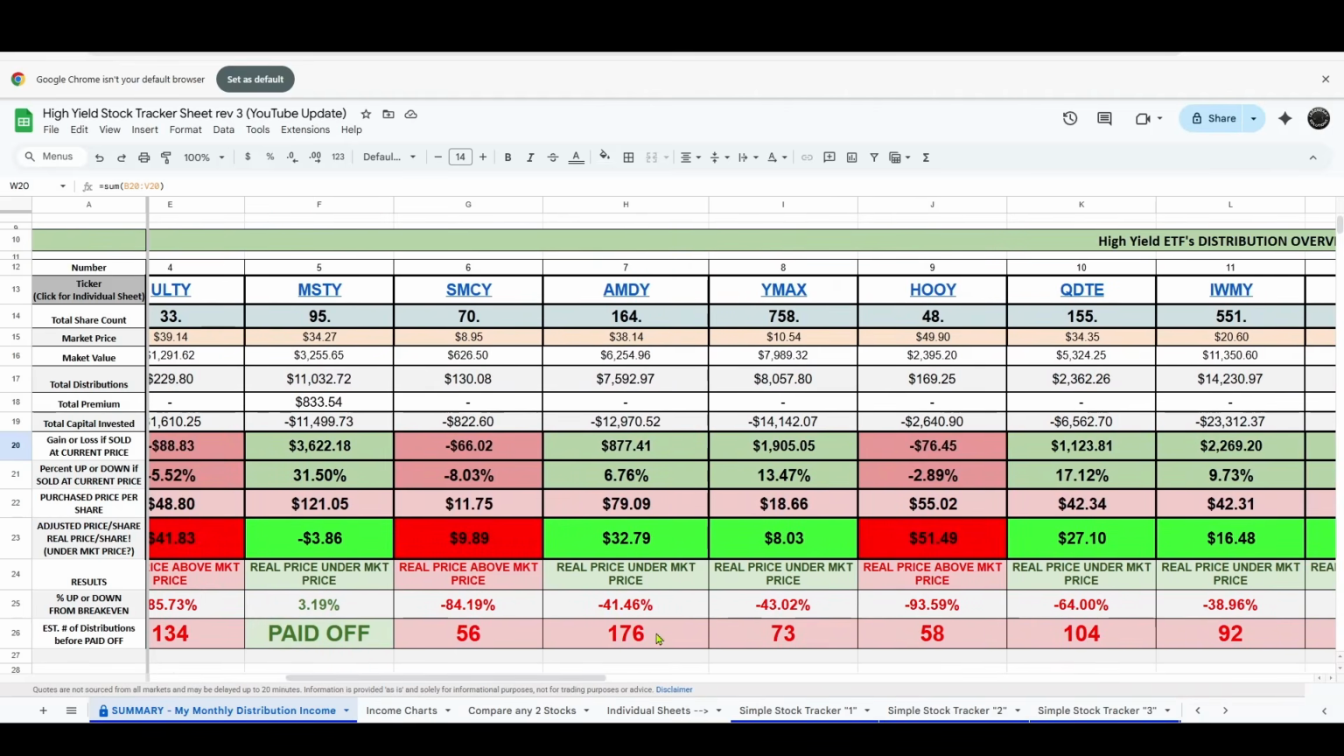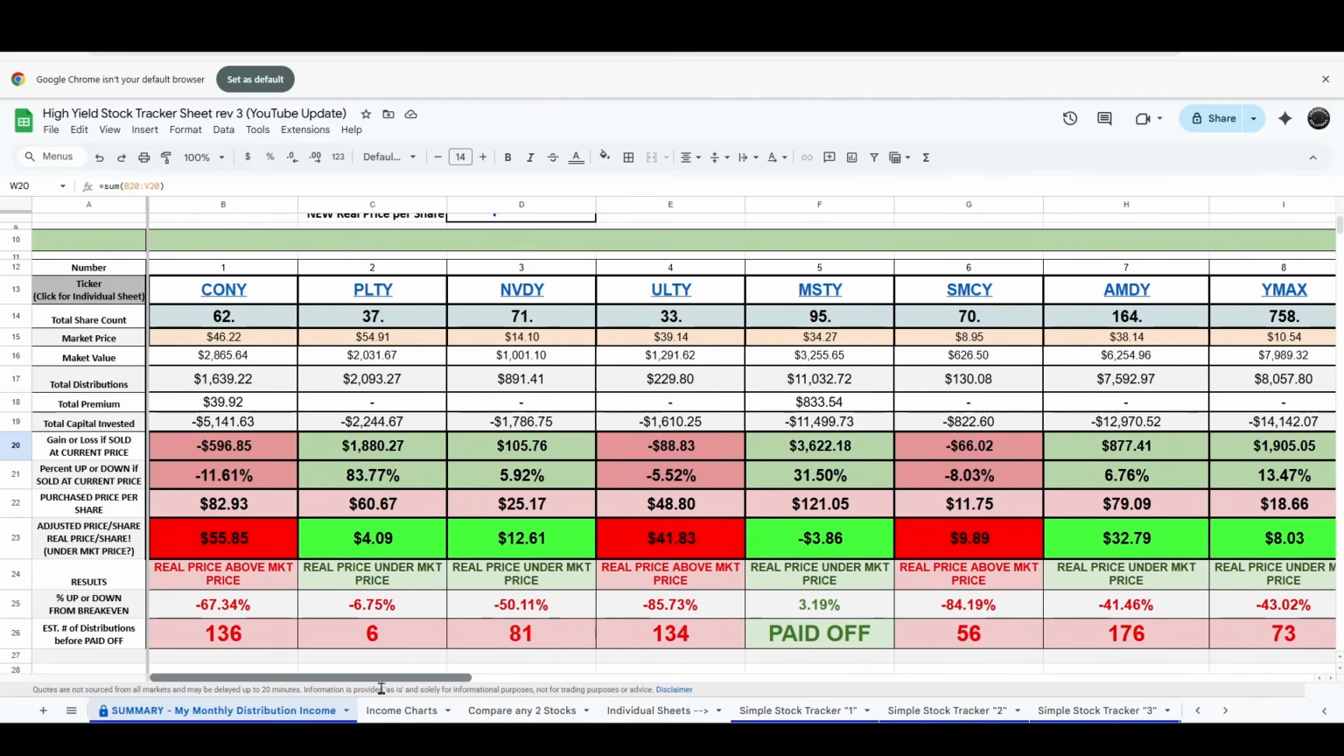So let's take a look at the chart and see, is it a good buy time, and does it make sense to buy some more shares of those ETFs? Because by buying more shares, if it is red, it will help lower that real price per share and will get me even closer to that market price, so that when that market price does move back up, all of a sudden I'll be in the green.